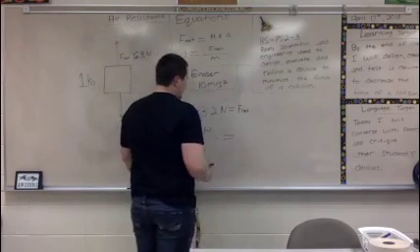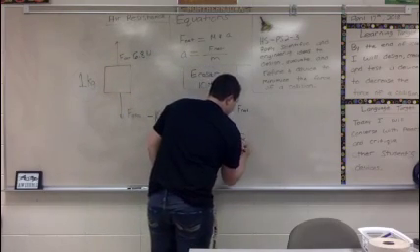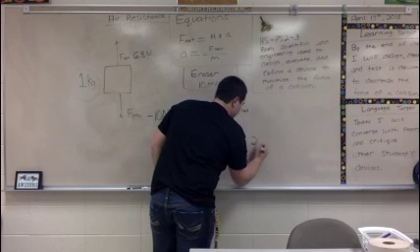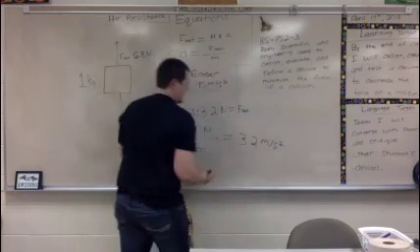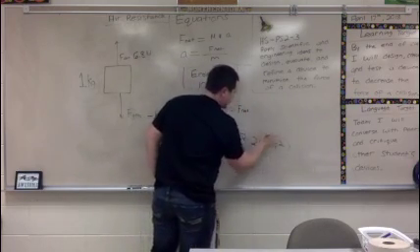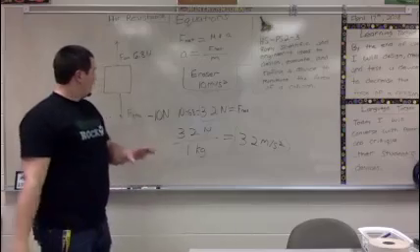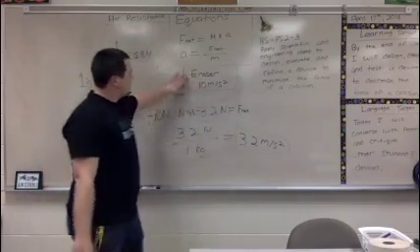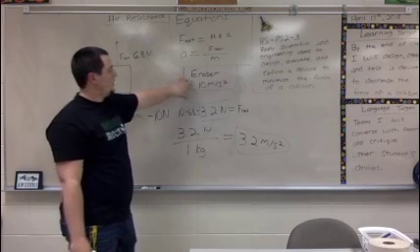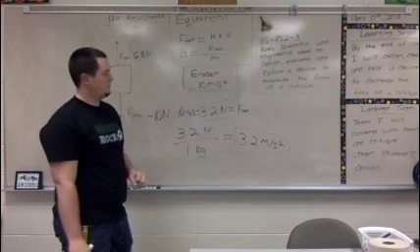So my acceleration is going to be 3.2 meters per second squared. And that was the acceleration of this piece of paper. It was falling a lot slower than our eraser, which was falling at 10 meters per second squared.